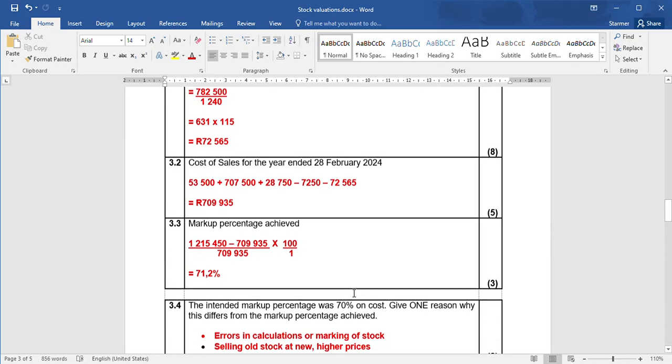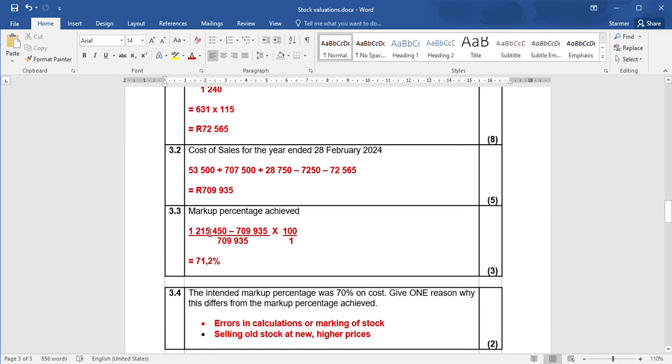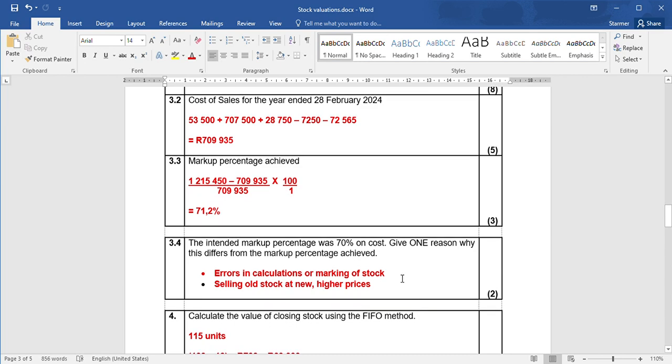Right, then for the markup percentage achieved, we take our sales minus the cost of sales here over the cost of sales, which gives you 71.2%. You were given that sales figure. Alright, then the intended markup is 70%. So can you see we've exceeded our intended markup here? That's not usually the case, but can happen. And they ask for one reason. I put 2 down here.